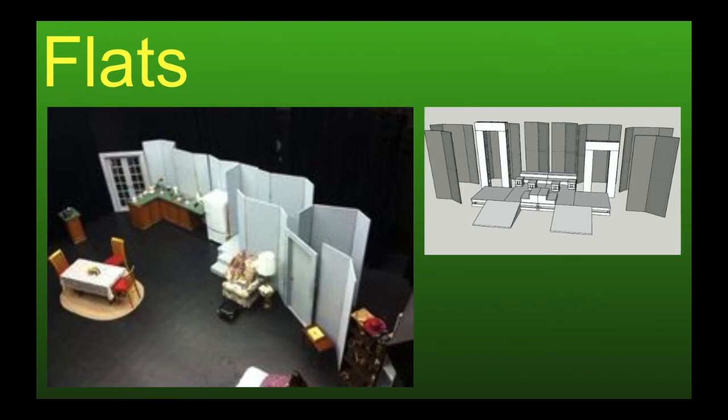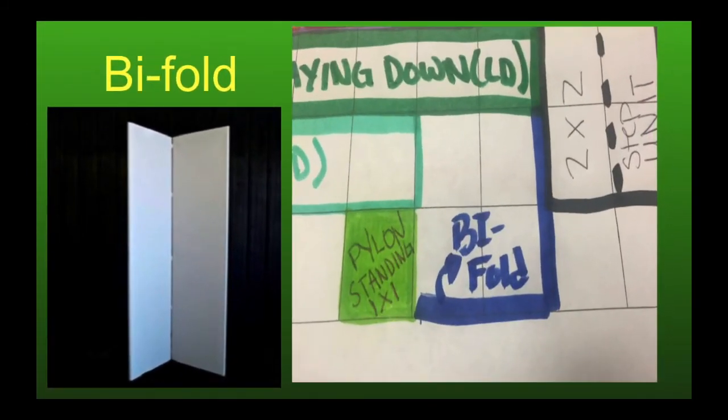Flats. Flats are our next one. This is a lot harder to draw in a ground plan because they are so thin. Usually they're about 1 to 2 inches in depth. So when you're looking up above them, they look kind of like lines. You can use flats to create walls. Alright, so the first flat we have is the bifold. Bi meaning 2, and it folds with 2 pieces.